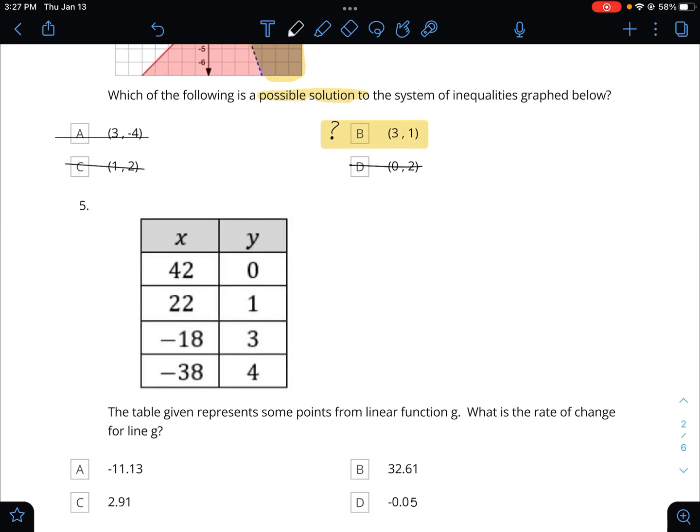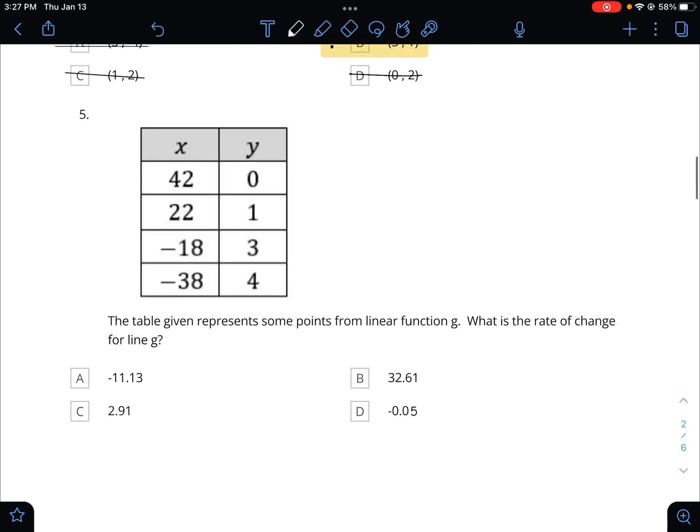Okay, moving on to the next one. There was a typo in the answer, so make sure you fix that. That's my mistake. I was not reading the numbers right this morning.